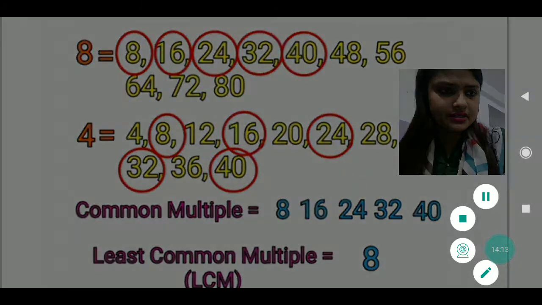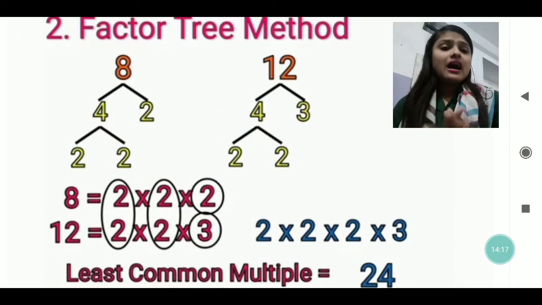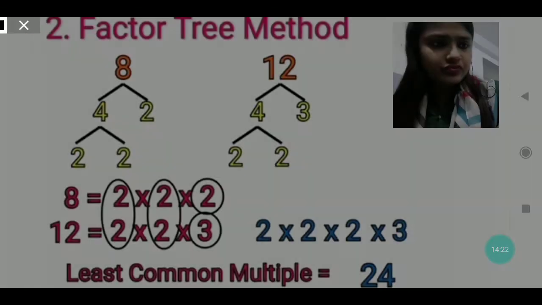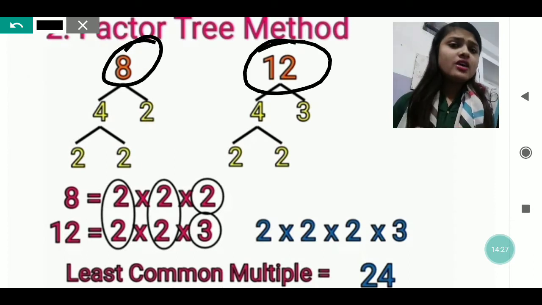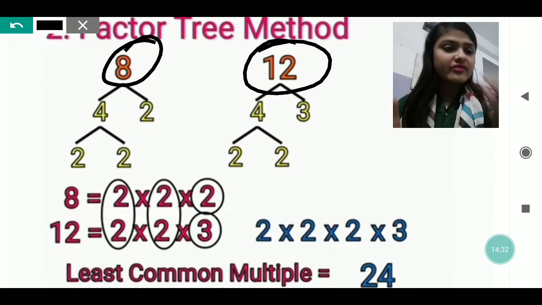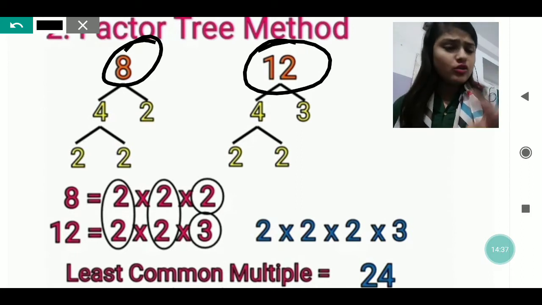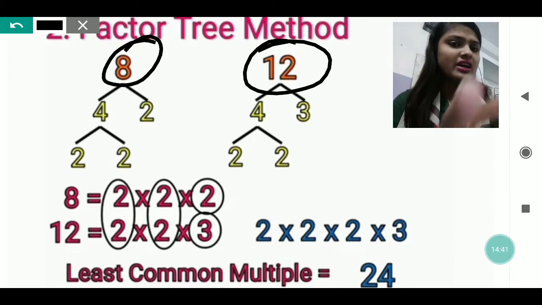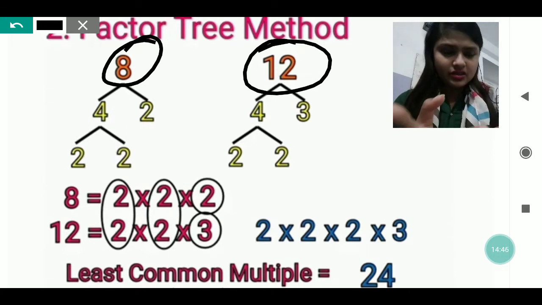The second method is the factor tree method. How will we do that? See, 8 is there and 12 is there. When we divide them, we divide in such a form that when we multiply, the same 8 will come. Like 4 and 2: we divide 8 into 2 parts, one is 4 and one is 2. When we multiply these two, we get 8.